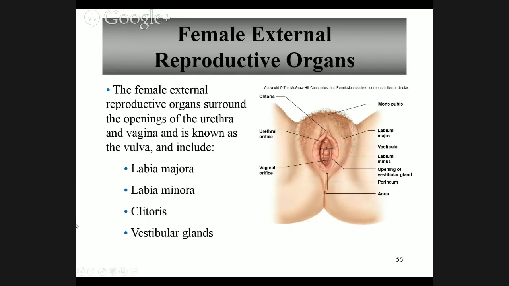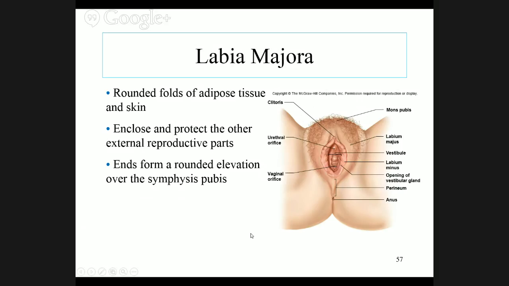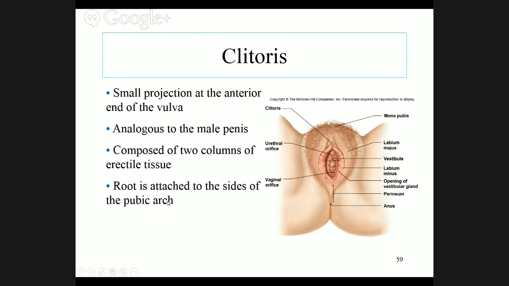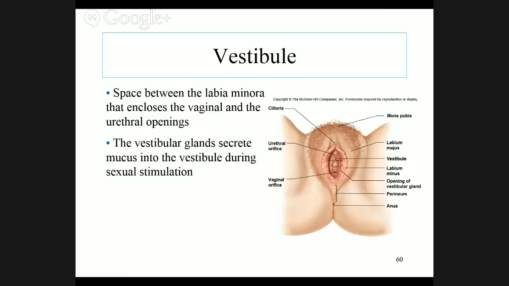And the female external reproductive organs: the labia majora, labia minora, clitoris, and vestibular glands. Labia majora and labia minora, and the clitoris, and the vestibule.